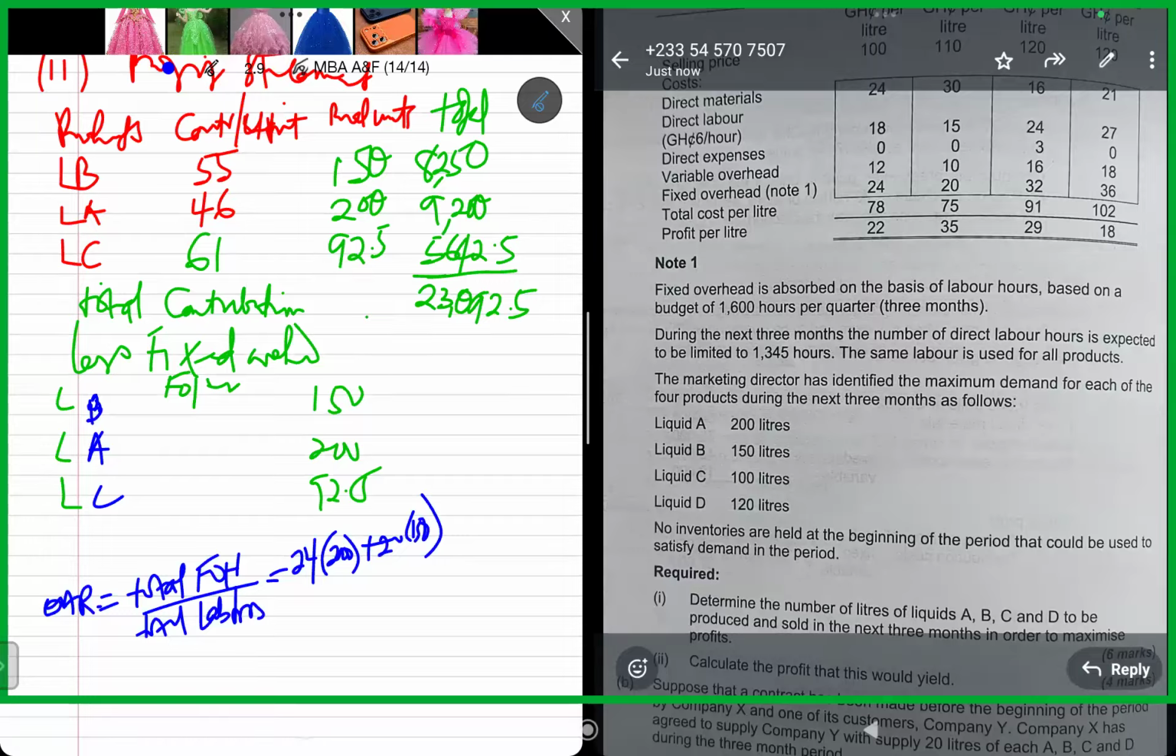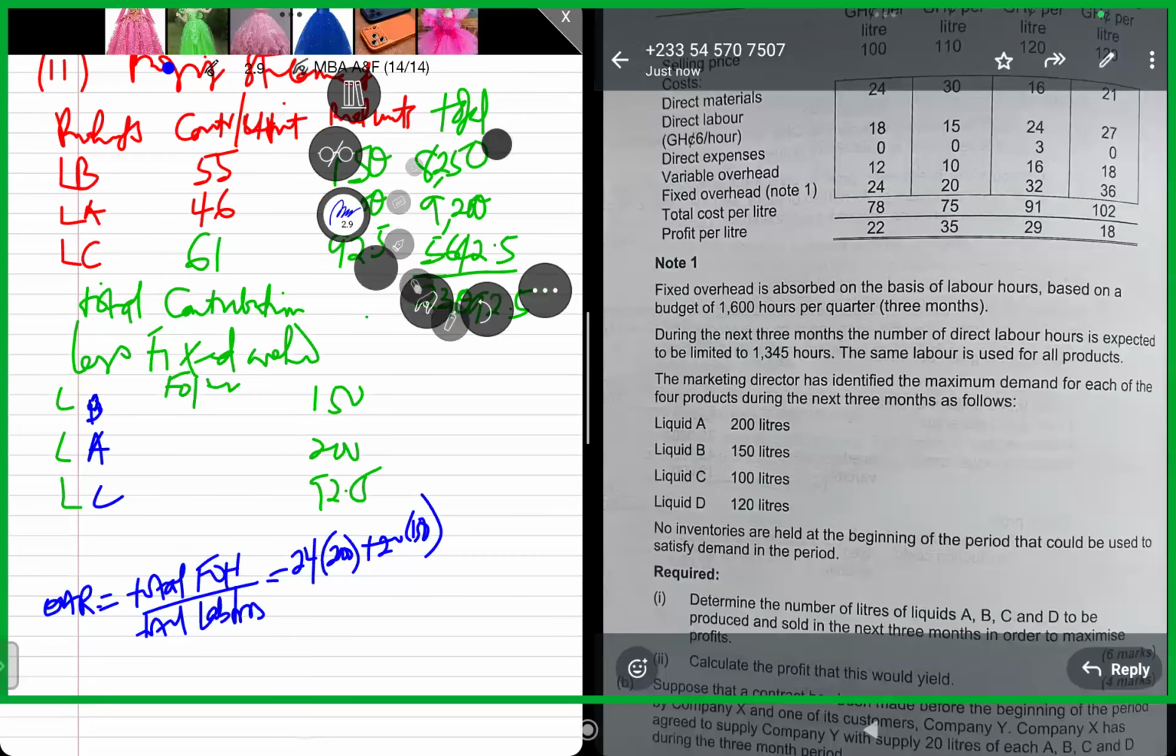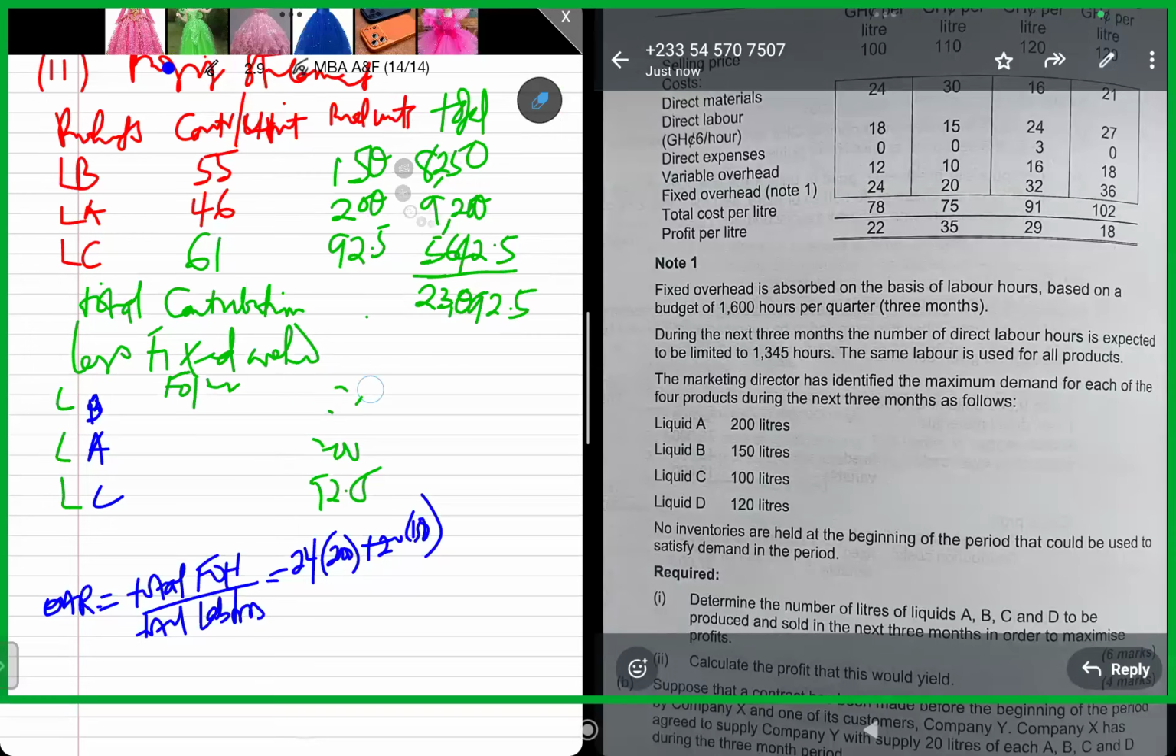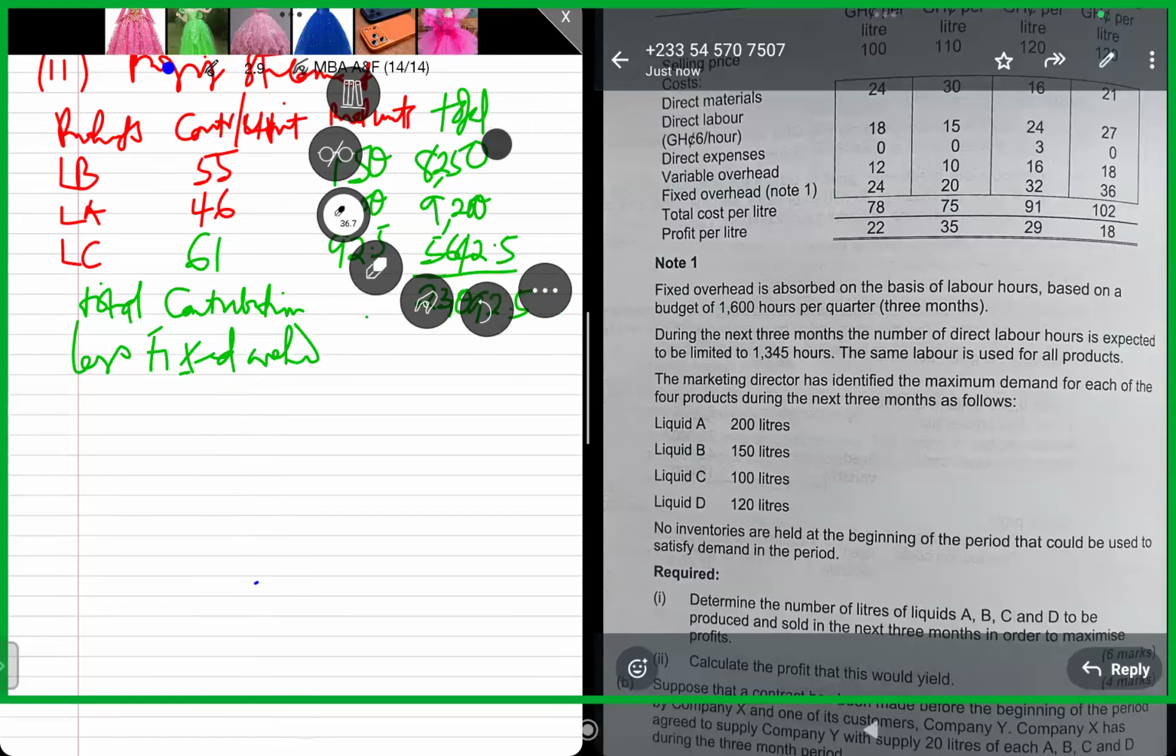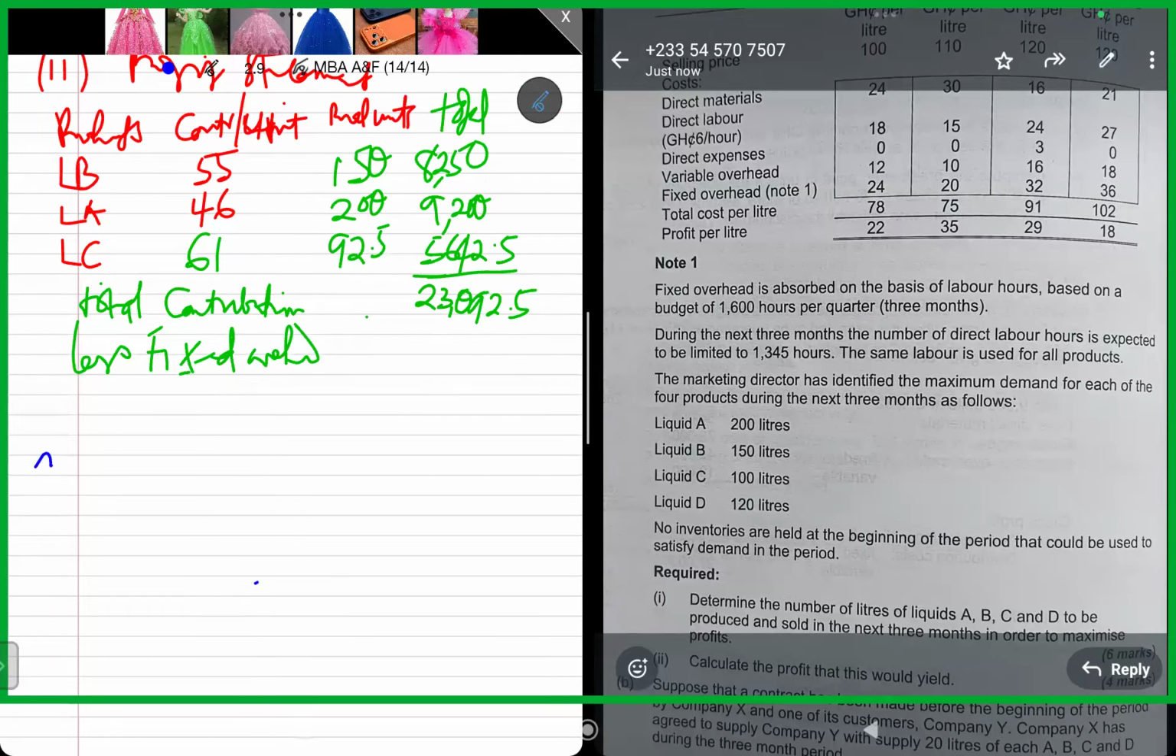Are you getting it? Please come again. Hold on. Let me take this out so that I solve it fully. So, workings.